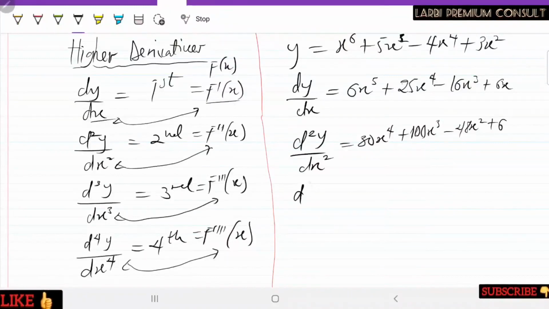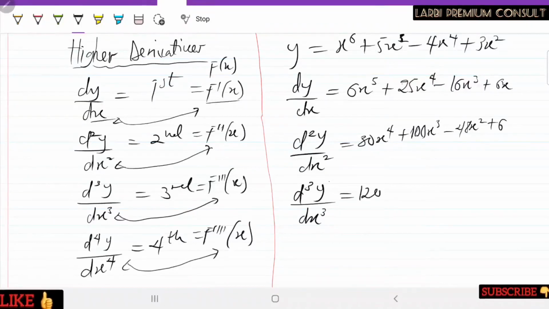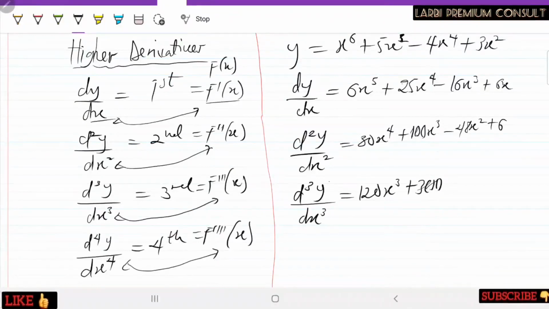So for the third time, it becomes d cubed y over dx cubed, and here too I'll multiply the 4, the same differential. You multiply the 4 by the 30, it's going to give me 120. Now subtract 1 from the 4, going to x to the power of 3. I hope that is clear. Then here I'll also multiply 3 by 100, it's going to give me plus 300. Now subtract 1 from the 3, going to give me x to the power of 2. I believe that is clear.